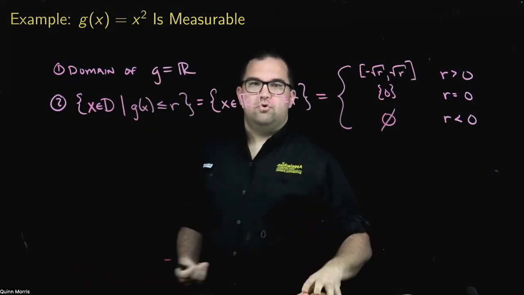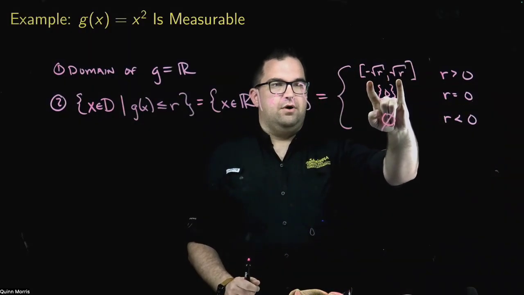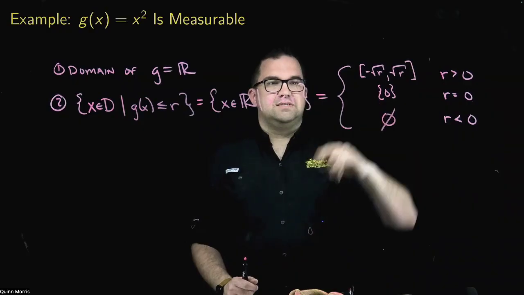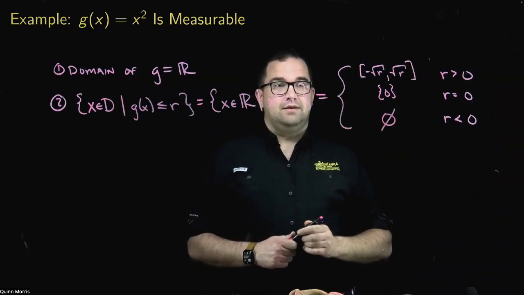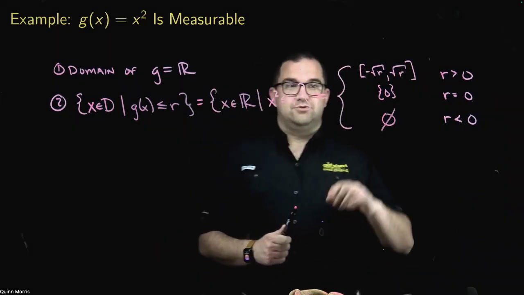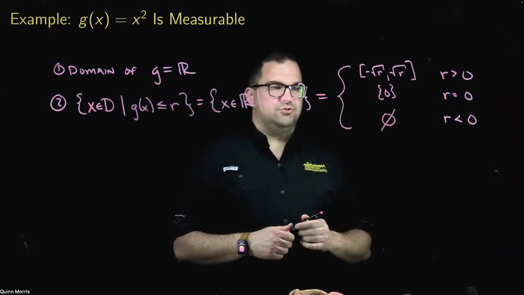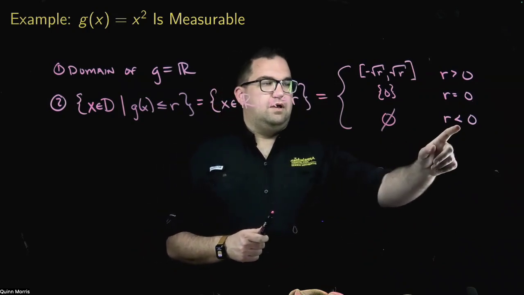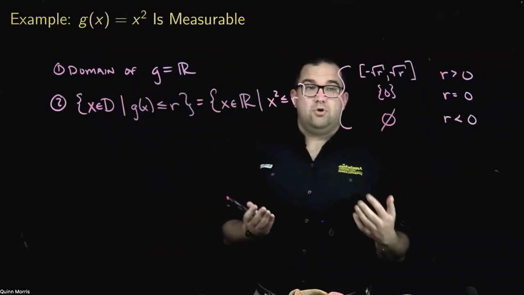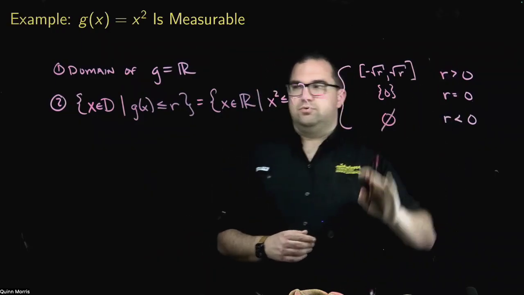However, regardless of which case I'm in, when r is greater than 0, this is an interval, and intervals are measurable. When r is equal to 0, this is a finite point set. By the same argument that countable sets have Lebesgue measure 0, single finite point sets also have Lebesgue measure 0. And finally, when r is less than 0, this is the empty set, which is also measurable. So regardless of the value of r, I always get that this is a measurable set.